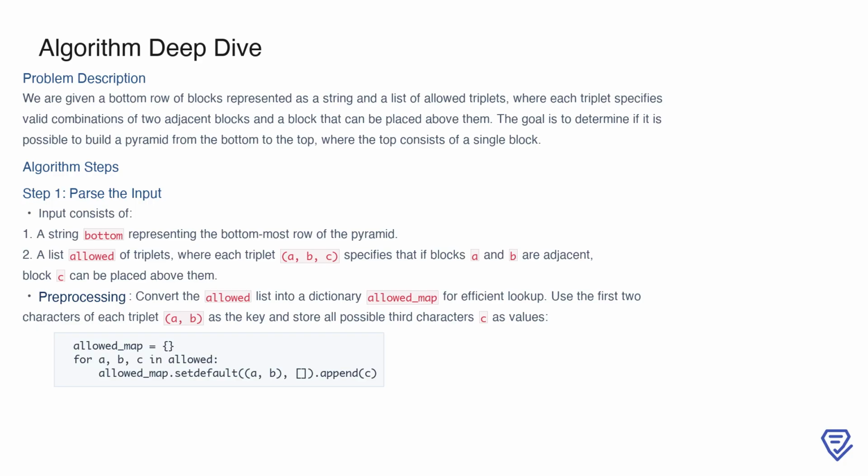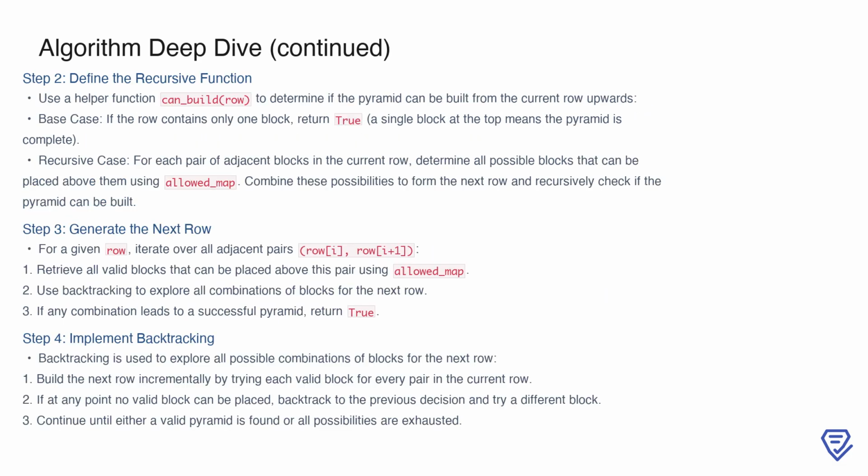This pre-processing step ensures that future operations on the data are optimized for speed and clarity. After pre-processing the input, the next step is to define the recursive function that will determine if the pyramid can be constructed. This function, can_build, is responsible for verifying whether the pyramid can be built from the current row upwards.